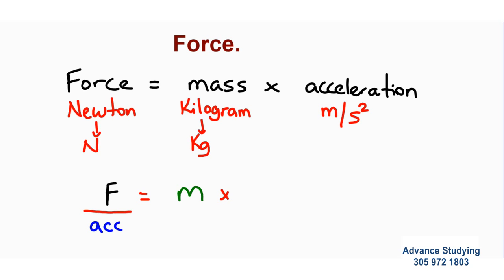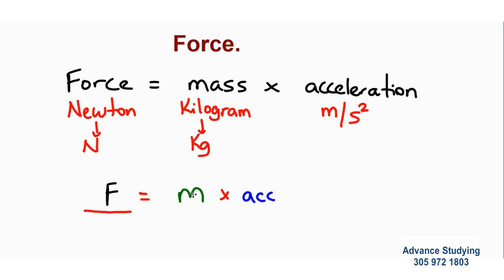Let's go back to the original equation, which was force equals mass times acceleration. And now I will get rid of the m, or the mass, by dividing it by the force. Now I have force divided by mass equals acceleration.